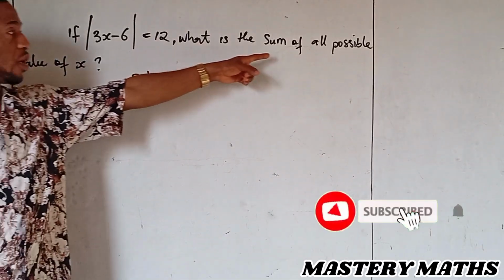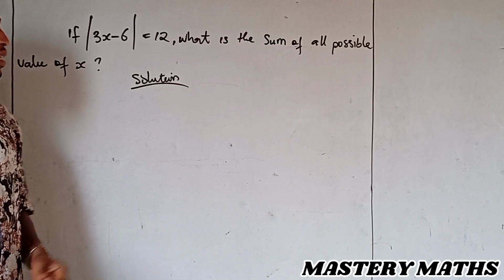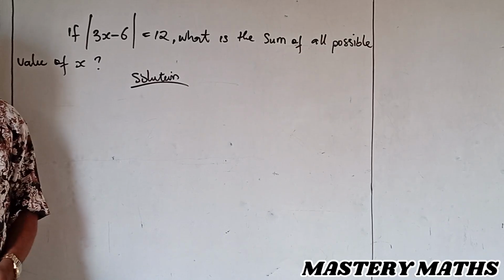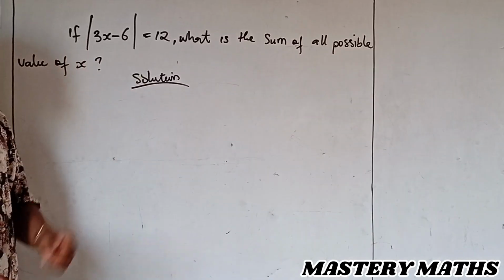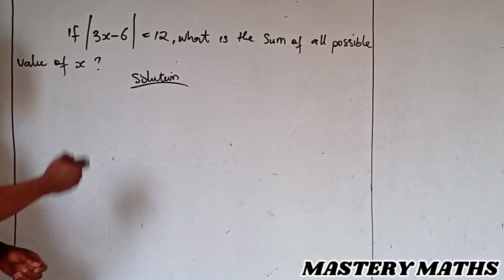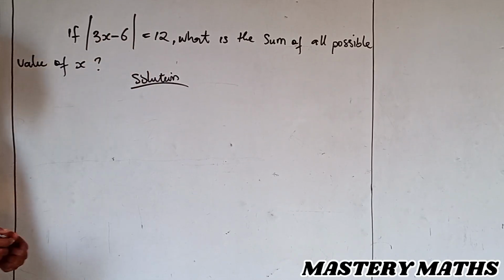What is the sum of all possible values of x? To be able to get the sum of the values of x, first of all, we need to consider the expression inside the absolute values. In the absolute values, we have 3x minus 6, which gives us 12.